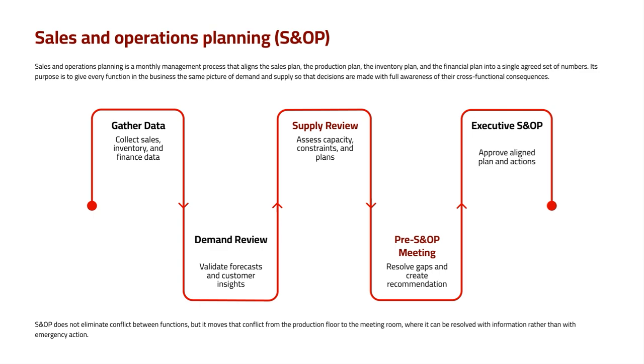While S&OP doesn't eliminate conflict between functions, it shifts those conflicts from the production floor to the meeting room, allowing them to be resolved through informed discussion rather than reactive firefighting.